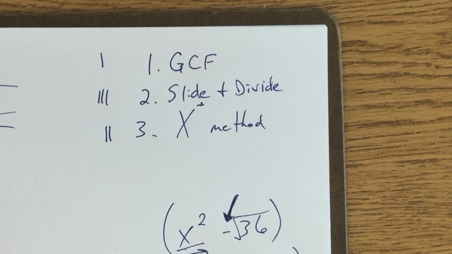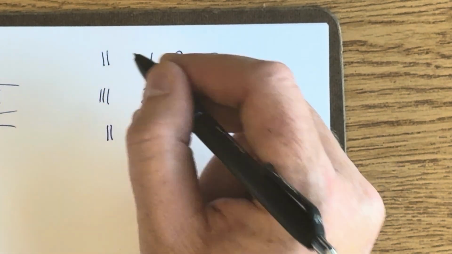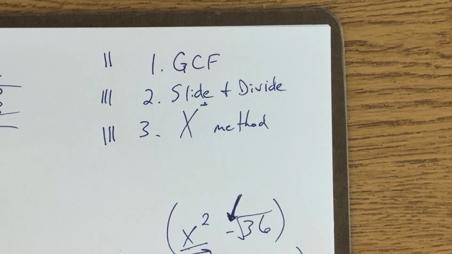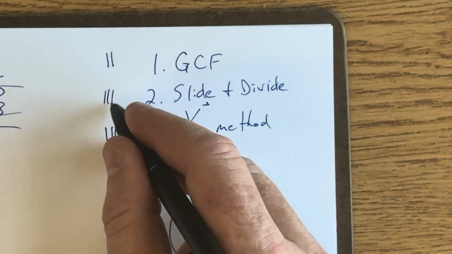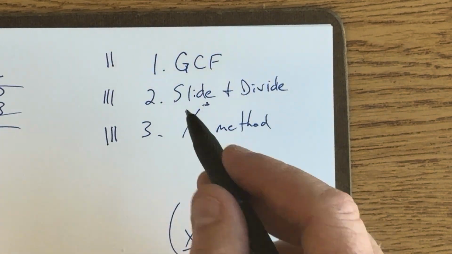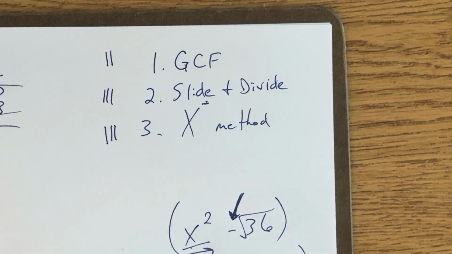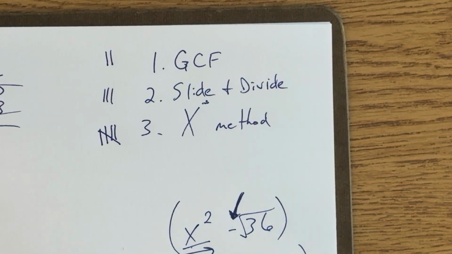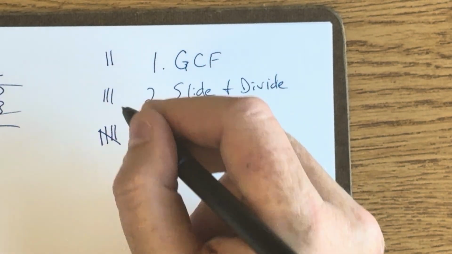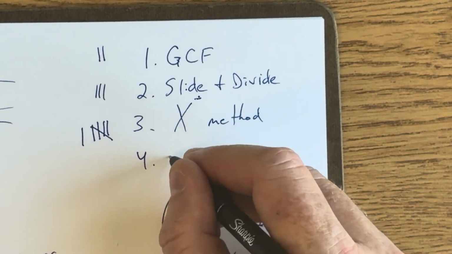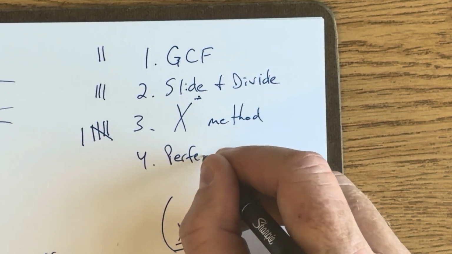Number 4 is going to be greatest common factor, but then you're also going to have to do the X method. Number 5 is going to be the first one of the slide and divide. I've already marked those. Number 6 is going to be another slide and divide. That's 2 of them. Number 7 is just the X method. Number 8 is just the X method. Number 9 is going to be slide and divide and the X method. And number 10 is going to be the perfect squares.